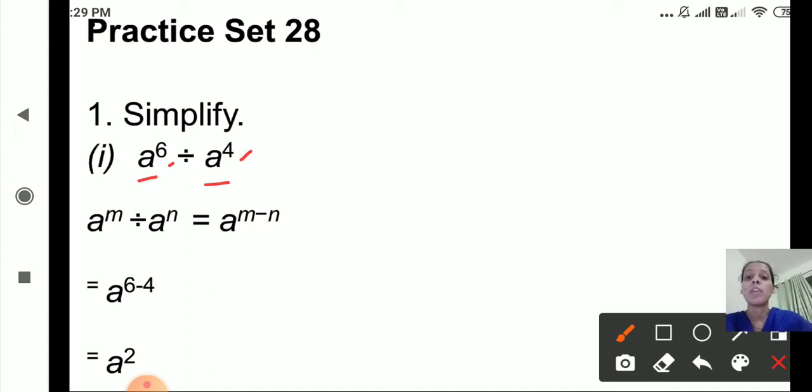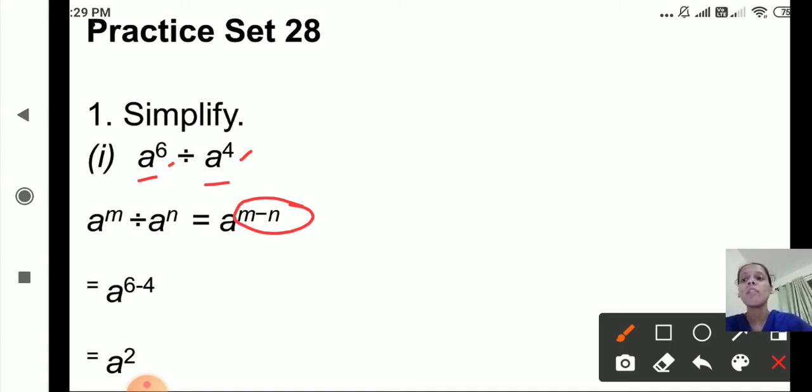Now when you are doing division of indices, what are you doing? You will subtract the index. Okay, you will not add. In multiplication we add, but in division we will subtract the index. So a raised to m divided by a raised to n is equal to a raised to m minus n. If it is multiplication, then it is a raised to m plus n. Now we are doing division, so it is a raised to m minus n.